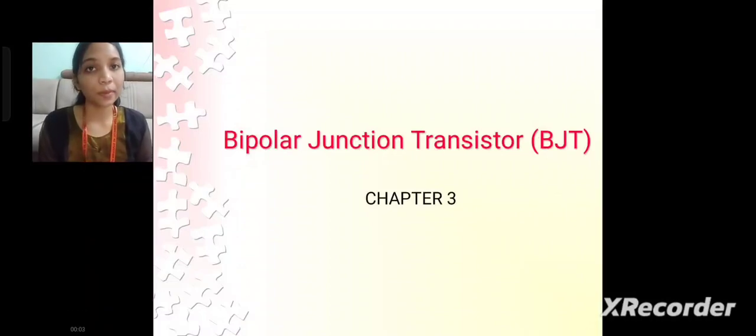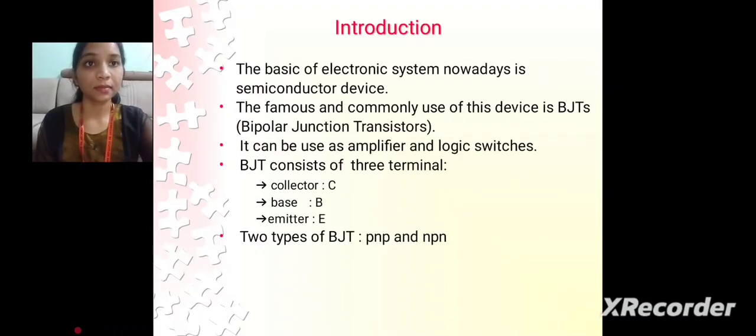Now I'm going to give the presentation on the topic of bipolar junction transistor. The basis of electronic systems nowadays is the semiconductor device. The famous and commonly used device is the BJT, bipolar junction transistor. It can be used as an amplifier and logic switch. A BJT consists of three terminals: collector, base, and emitter. There are two types of BJT, that is PNP and NPN.